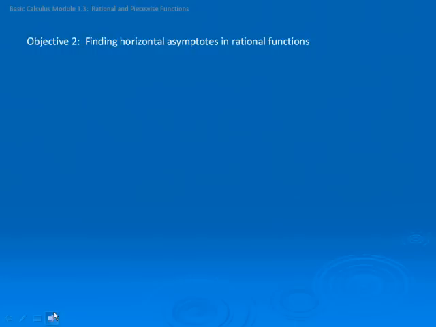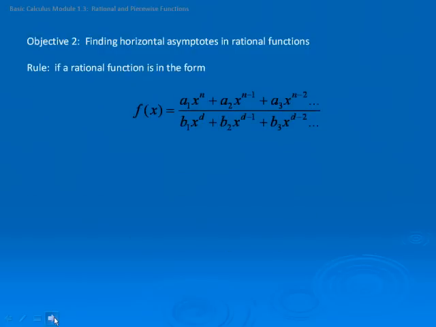Objective 2, finding horizontal asymptotes in rational functions. We have a rule. If a rational function is in this form, where the a's are simply real numbers, it's in descending order. Notice that you start off with n, and then it goes down 1, and then down another one. The same thing is true in the denominator. The b's are simply different real numbers, and you have your x, and notice that the powers are also descending. That just helps us keep notation straight for what the numbers are.